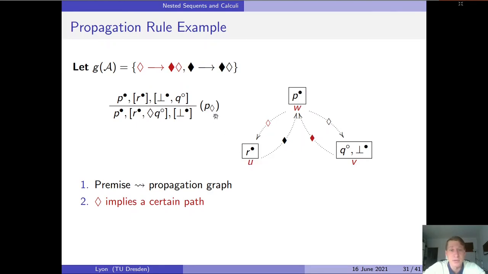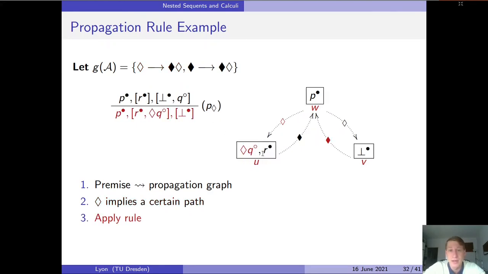And therefore, I can apply this propagation rule and propagate that output formula to U, so long as I introduce a diamond, which is essentially what this propagation rule says I have to do. Once I propagate a formula, I add a diamond onto it. So that is a concrete example of how a propagation rule works in this setting.